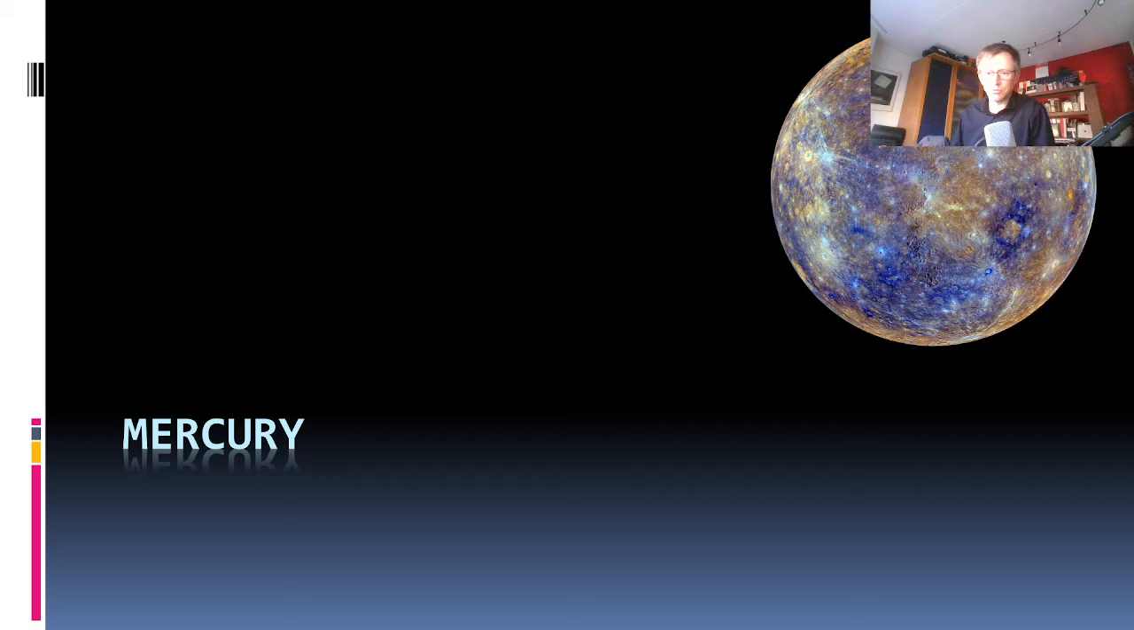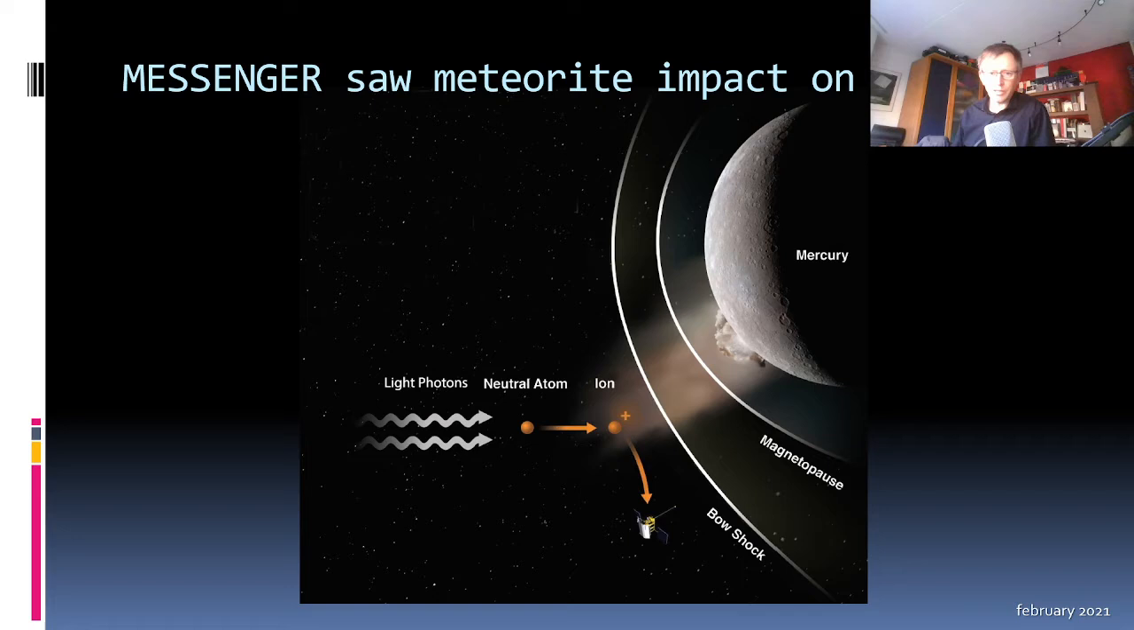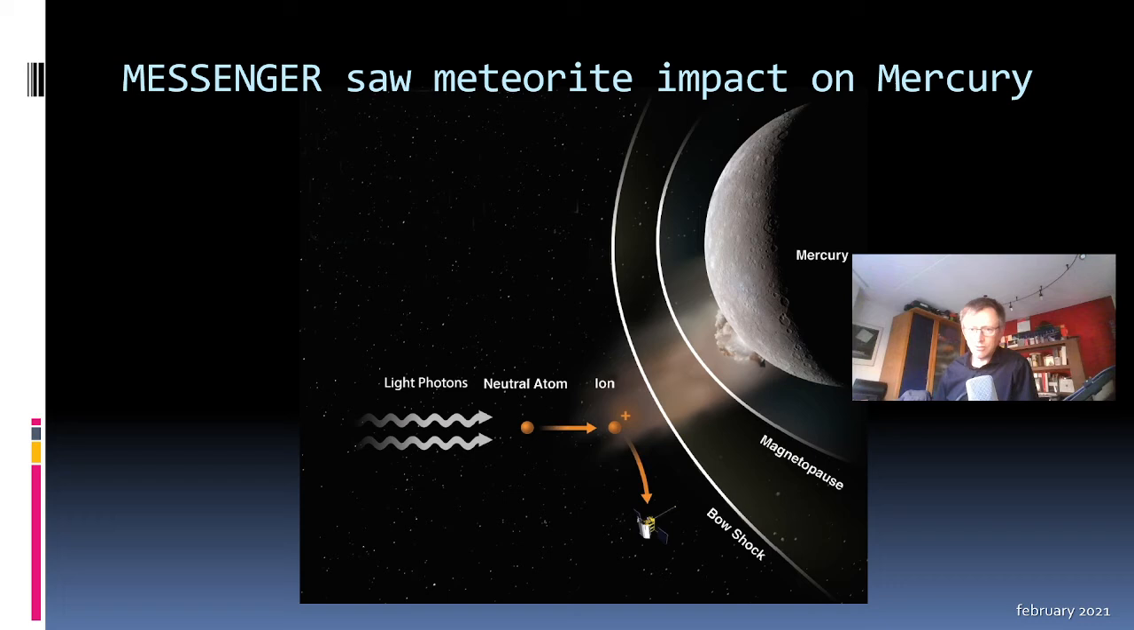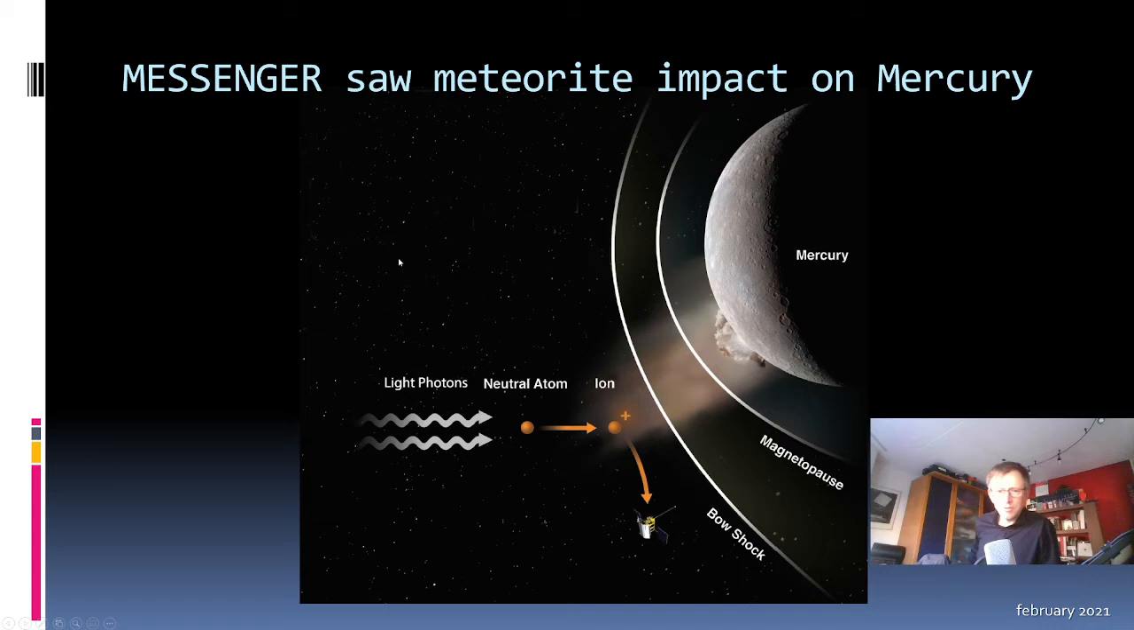And so I start with Mercury. We don't have any missions around Mercury, but luckily we still have the data. Let me remove my webcam a little bit so that you can actually read the text here. So Mercury, we don't have an orbiter or anything at this moment. The European BepiColombo mission is still underway, but it takes a couple of years to get to Mercury.